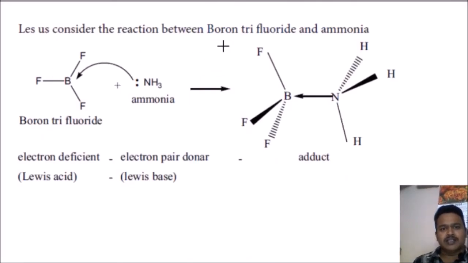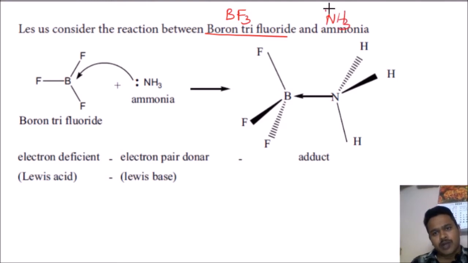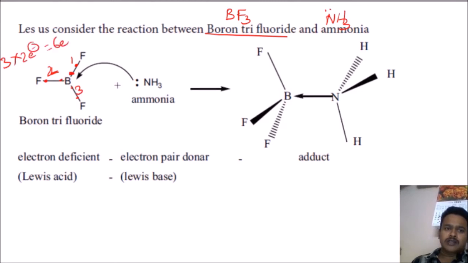See the reaction. Let us consider a reaction between boron trifluoride, BF3, and ammonia, NH3. Ammonia has a lone pair. Why can BF3 accept? Surrounding boron, how many bonds are there? 1, 2, 3 bonds are there. Each bond contains 2 electrons, so 3 bonds into 2 electrons. Overall, surrounding boron, 6 electrons are there.